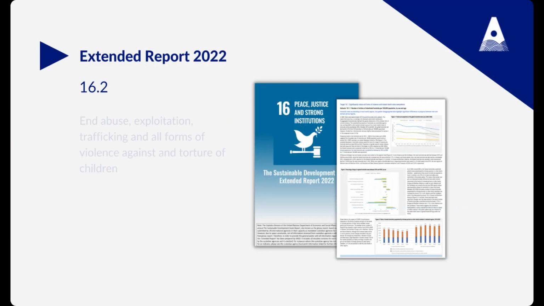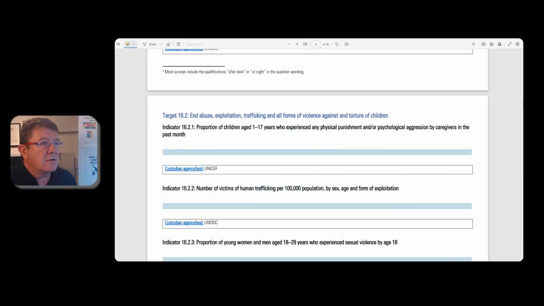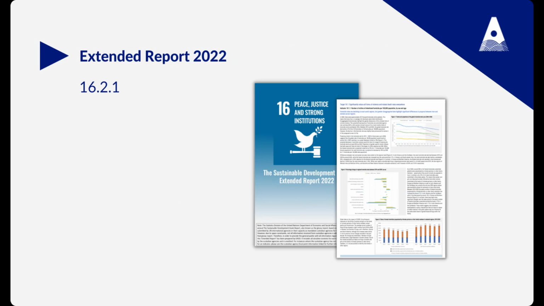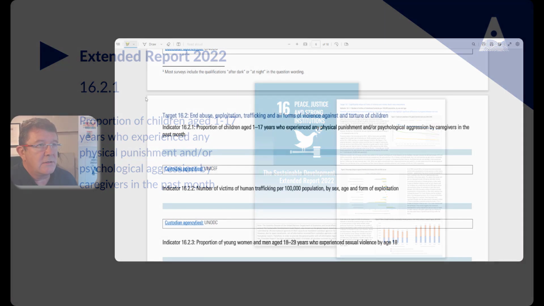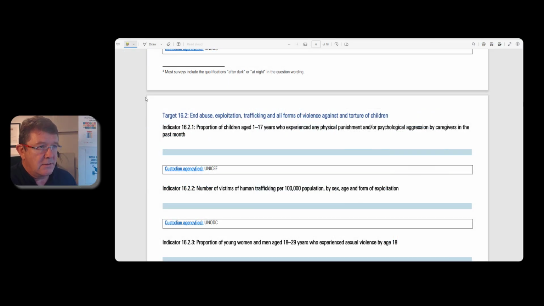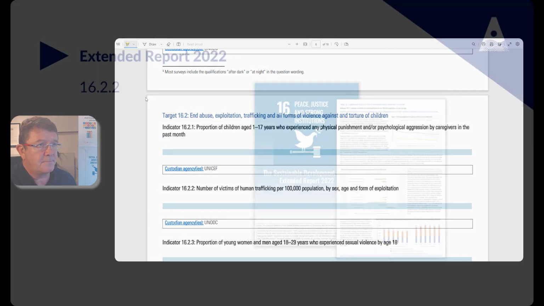Target 16.2: end abuse, exploitation, trafficking, and all forms of violence against and torture of children. The indicators here, there isn't a lot of statistical data on any of them, but the first indicator is the proportion of children aged 1 to 17 who experienced any physical punishment and/or psychological aggression by caregivers in the past month. You can see there that some agencies are listed, UNICEF in particular.